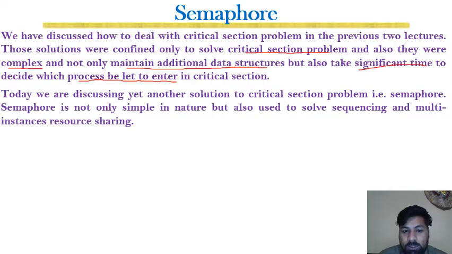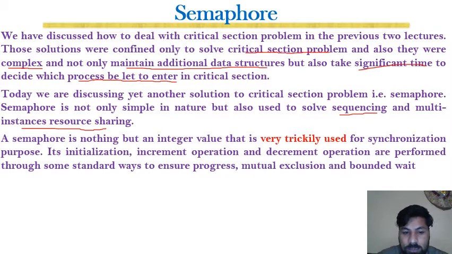So today we are going to discuss yet another solution to the critical section problem, that is semaphore. Semaphore is not only simple in nature, but also used to solve sequencing and multi-instance resource sharing. So these are the additional uses of semaphore. A semaphore is nothing but an integer value that is very strictly used for synchronization. So basically, a semaphore is an integer value, but it is used very strictly.